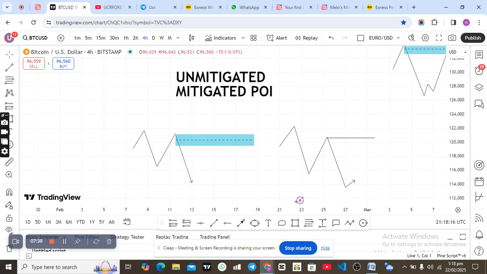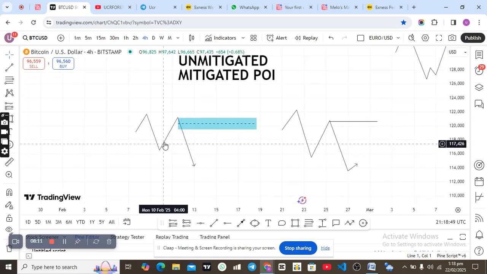When we talk about the unmitigated POI, we refer to a price zone where the market has not returned after a strong move away from that very particular place. I repeat, an unmitigated POI refers to a price zone where the market has not returned after a strong move from it. These zones often represent unbalanced price action or areas where institutional orders may still be active.